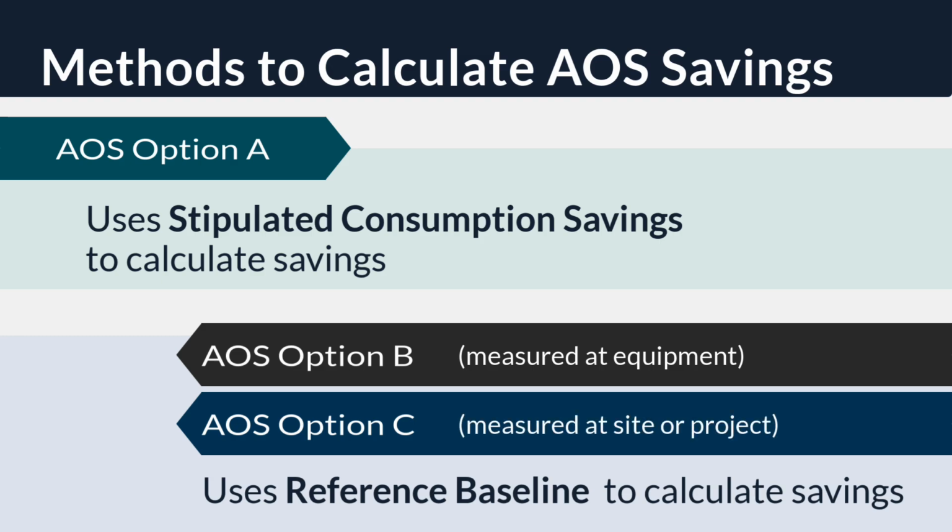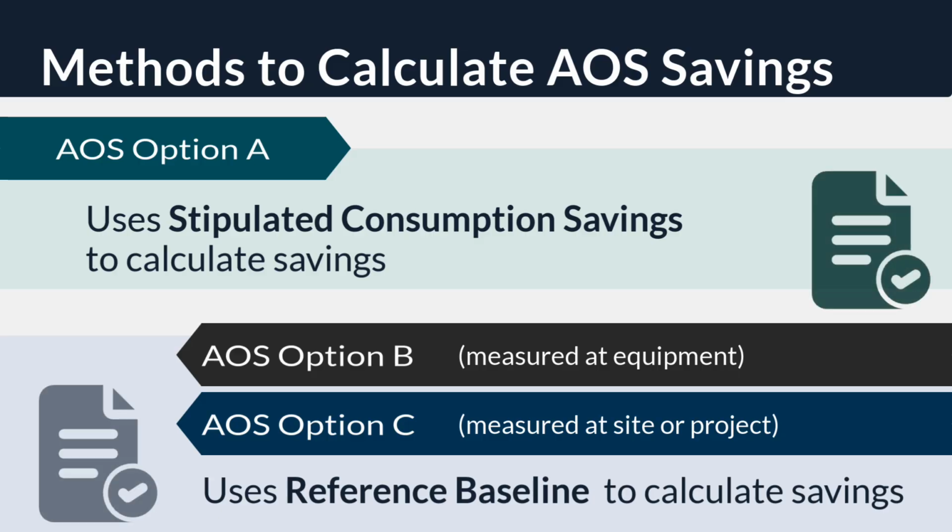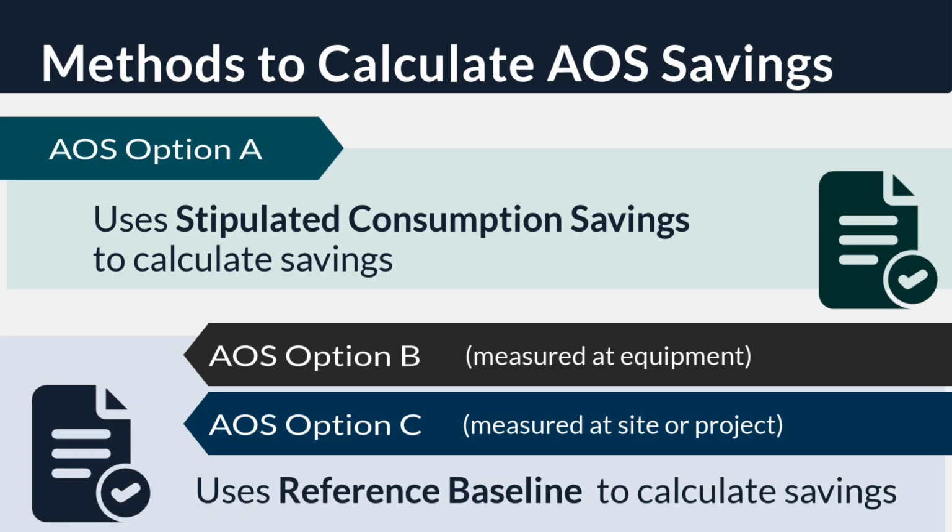Which option your PHA chooses will depend on specific factors related to your EPC. This decision will be made prior to implementing your EPC and will be locked in through the term of your EPC. Your stipulated consumption savings, or reference baseline, will be identified in your EPC approval letter.